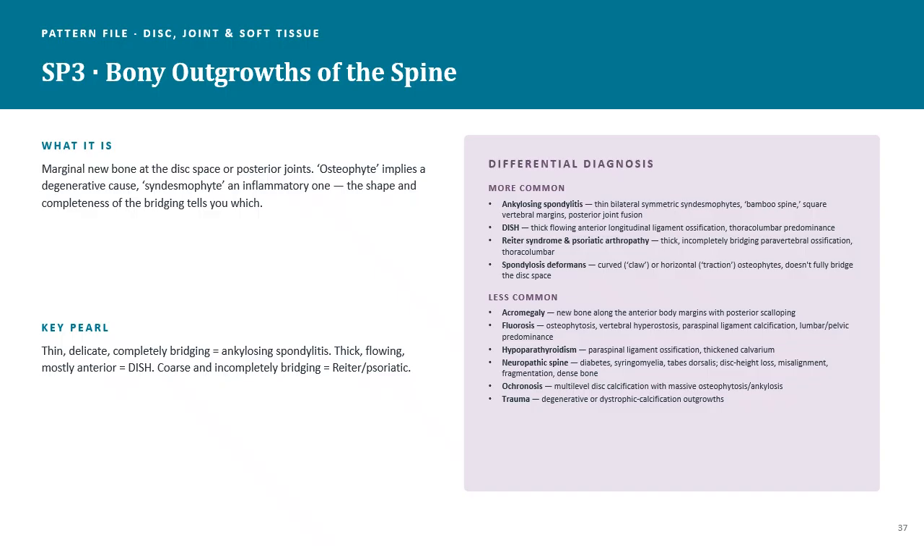All right, another condition is psoriatic arthritis and also reactive arthritis. They can also produce these bony bridges, but they usually tend to be a lot thicker. They tend to be less complete, and they tend to be a lot rougher as well.